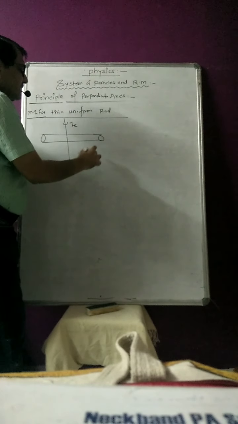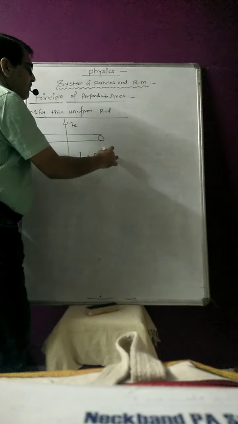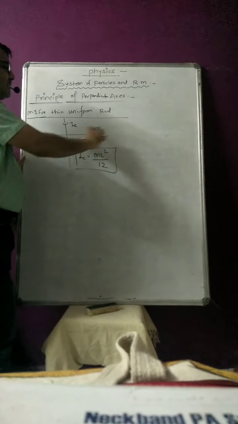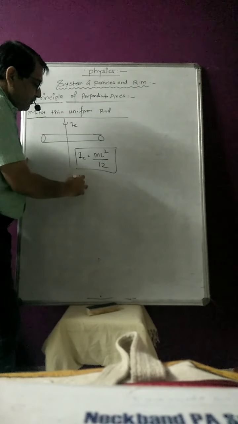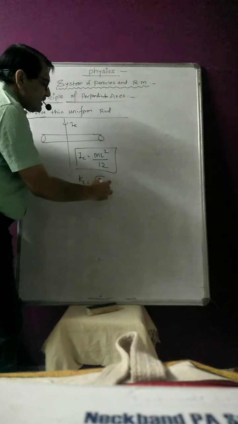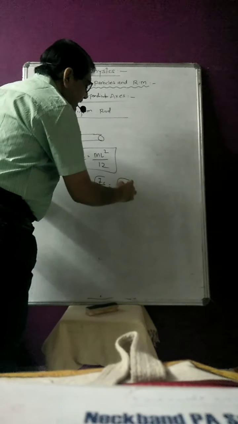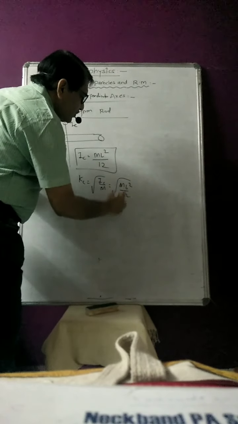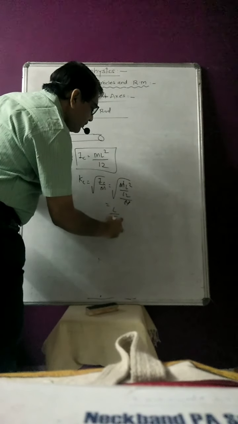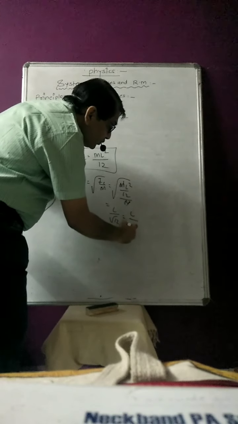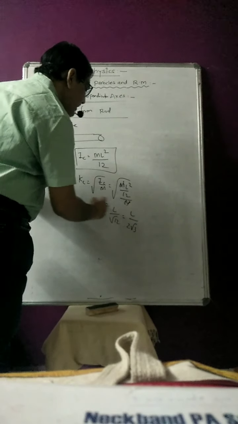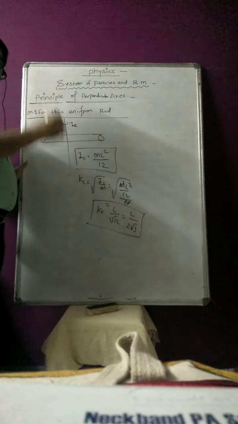So your formula is Ic is equal to ml square by 12, where m is the mass of the rod and l is the total length of the rod. And if I want to find out the radius of gyration, that will be under root of Ic upon m, so that will be ml square by 12, and m will get cancelled, so L upon square root of 12, or L upon 2 root 3, because 4 3s are 12. So that will be the radius of gyration about the axis passing through its center.